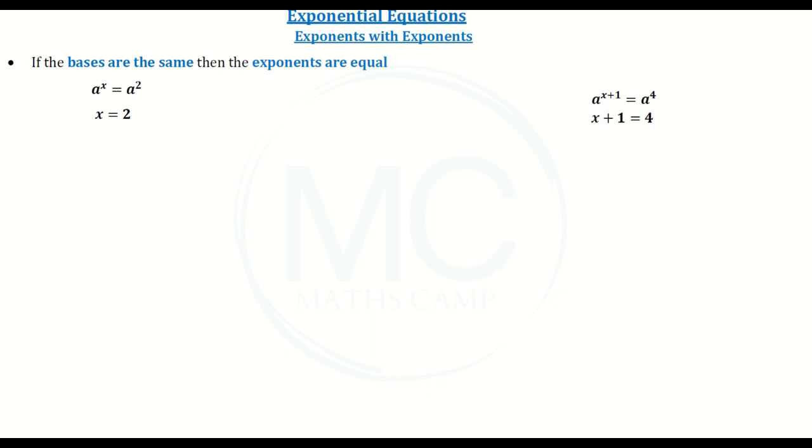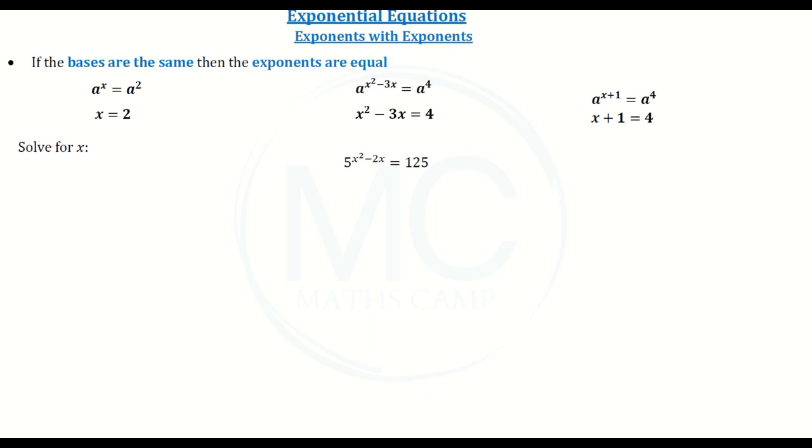From this, we can see that if we have a to the power of x squared minus 3x is equal to a to the power of 4, then x squared minus 3x is equal to 4. And now we have a quadratic equation we can use to solve for x. Let's look at some examples.